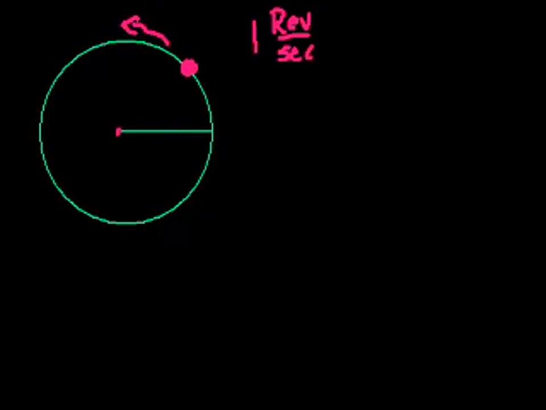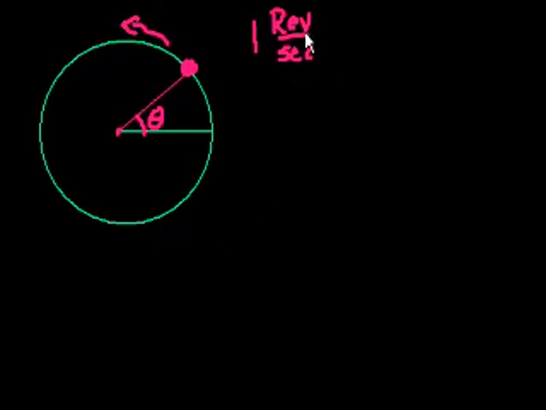So let's see if we can quantify that in angles, and we'll do it in radians, but you could always convert it back to degrees if you want. So let's just say that theta is the angle between the radius from the center to that object and the positive x-axis. So this is theta. So if this object is traveling at 1 revolution per second, how many radians per second is it traveling?